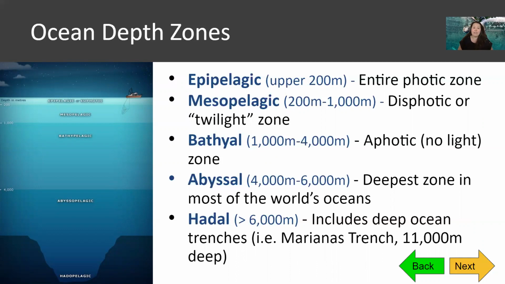The abyssal is the deepest zone in most of the world's oceans. So that's the average depth of most of the world's ocean. In some places, it gets even deeper though, and you'll have the hadal zone, which is beyond 6,000 meters. This includes the deep ocean trenches, such as the Mariana Trench, which is 11,000 meters deep.